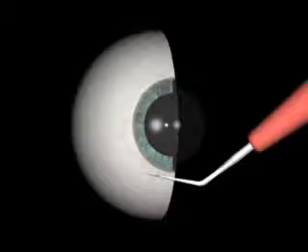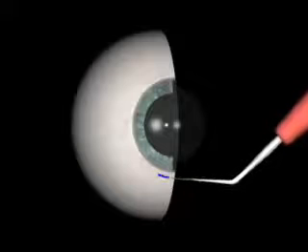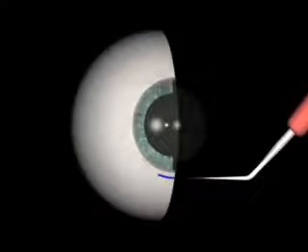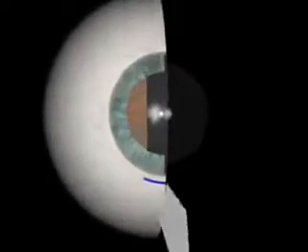Incision. Surgery begins with a self-sealing incision, in this case a limbocorneal incision. Using a crescent knife of 3.2 millimeters width, a perpendicular pre-cut is made at the limbus, followed by preparation of a corneal tunnel, and then entering the anterior chamber.